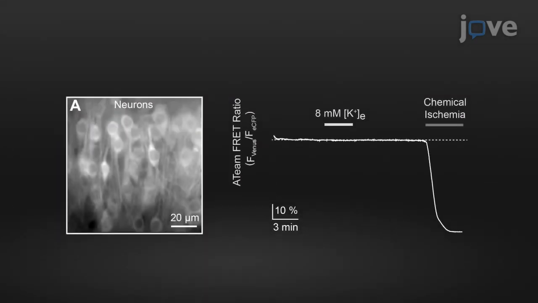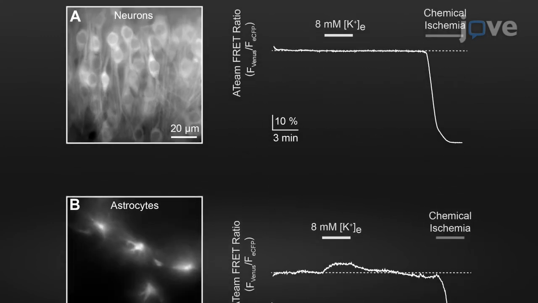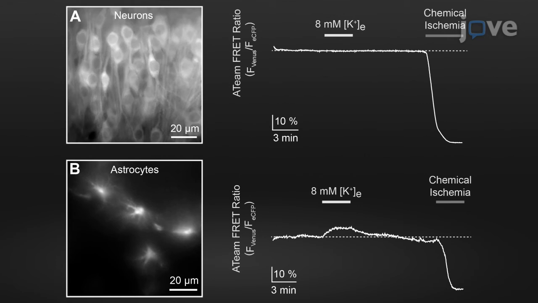An increase in the extracellular potassium concentration from 3 to 8 millimolar for 3 minutes did not result in a detectable change in the neurons expressing ATeam1.03YEMK. In contrast, astrocytes reacted to the increase in extracellular potassium by a reversible increase in the ATeam FRET ratio, indicating an increase in intracellular ATP levels. Again, chemical ischemia caused an immediate decrease in the ATeam ratio, demonstrating that the sensor can detect changes in ATP.